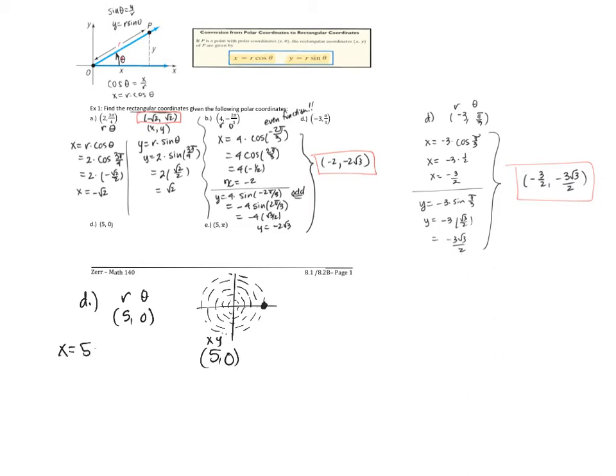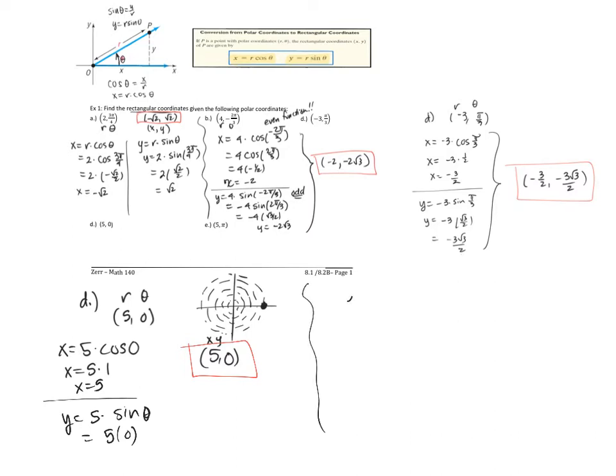And we can see why that works. x equals 5 times cosine of 0. Cosine of 0 is 1. Okay, so that's how we get our x value of 5. And then y is 5 times sine of 0. Whoops, that's a 0, not a theta. And that would be 0, since sine of 0 is 0. Okay, so there we have our rectangular coordinate matching our polar coordinate. That was D.